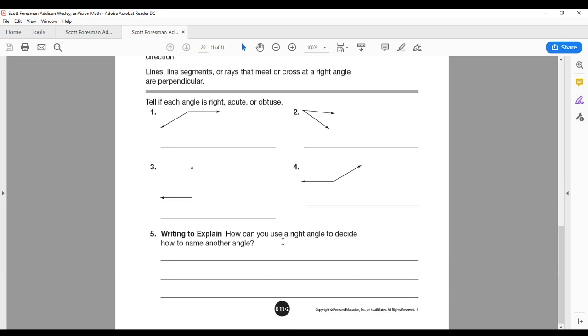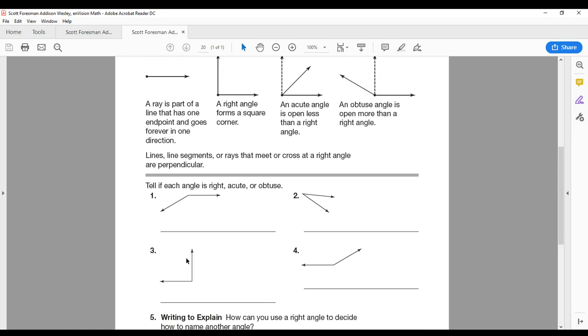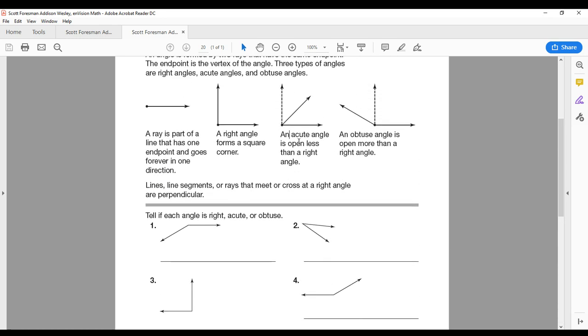How can you use a right angle to decide how to name another angle? Well, if the angle is smaller than a right angle, it would be an acute angle. If the angle is larger or more open than a right angle, it would be an obtuse angle.